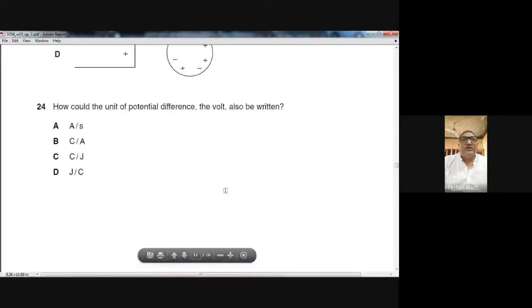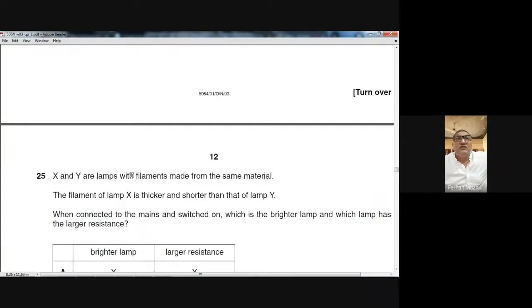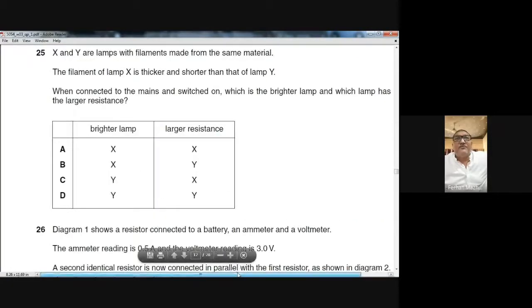Question number 24 is showing on your screen. How could the unit of potential difference, the volt, also be written as? You remember the definition of the volt: that is the work done divided by the charge. Work done or energy divided by the charge. So that's the joules per coulomb. Very easy, it's a fact, joules per coulomb. So D is the right option.